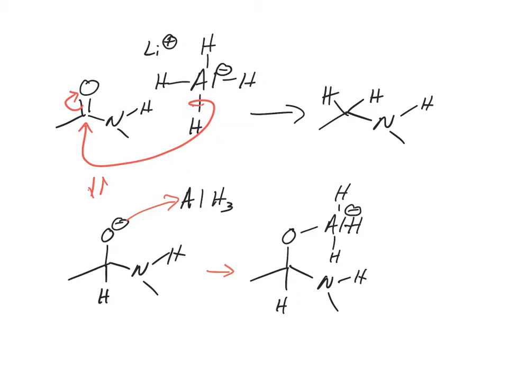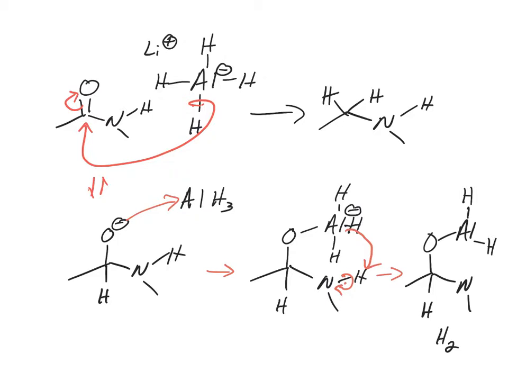Instead of going down that super charged pathway, let's take this H and take that hydrogen off of the nitrogen. So what's that going to give us? That's going to give us O, aluminum, H. We also made H2 gas there. Where's my negative charge now? On the nitrogen. Now that feels a little better. Now let's have those electrons come down and kick out that species.